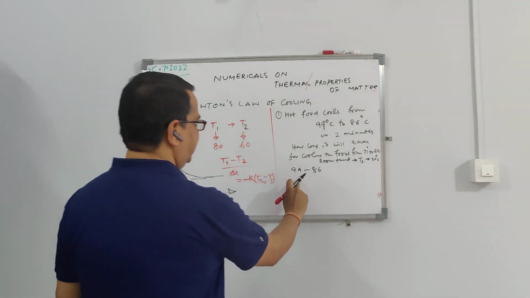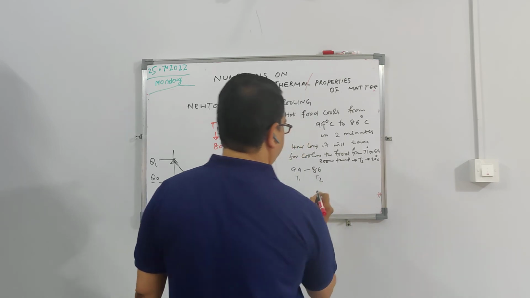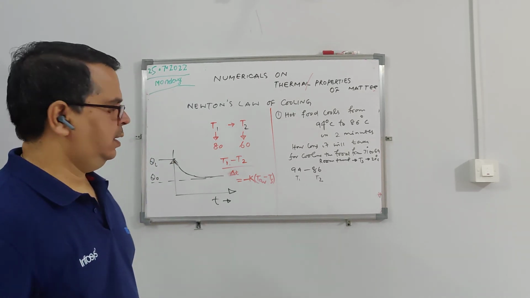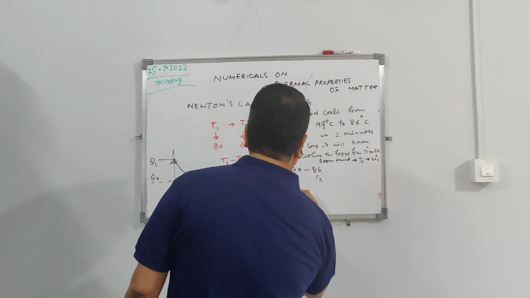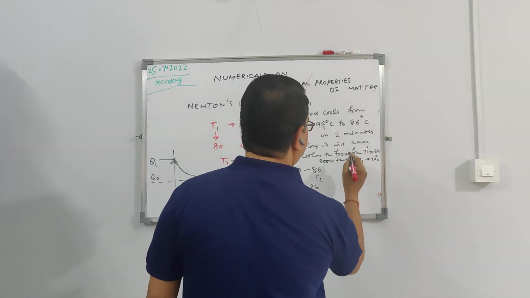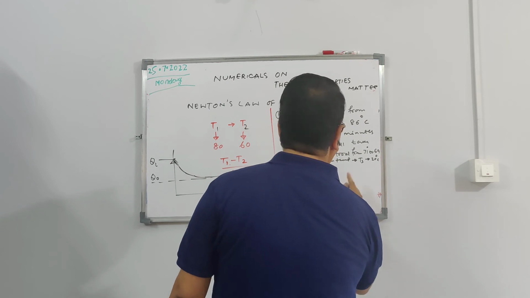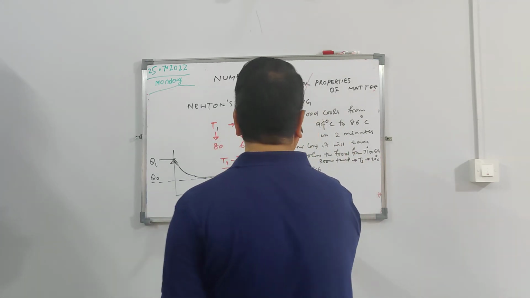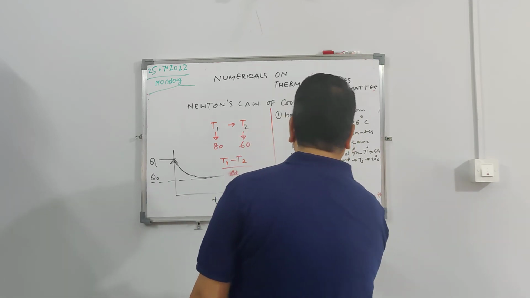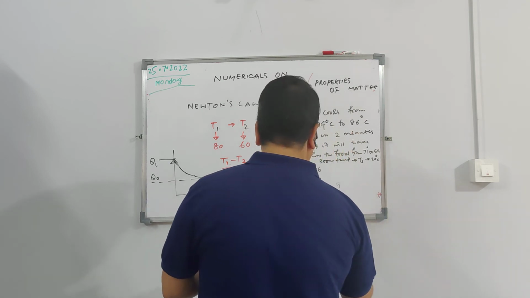So 94 to 86. That means this is T1, this is T2. If I use this equation here, 94 minus 86, and how much time does it take? 2 minutes, right? 2 minutes is equal to the average temperature. So what is the average temperature? 94 plus 86 by 2 is equal to 90.